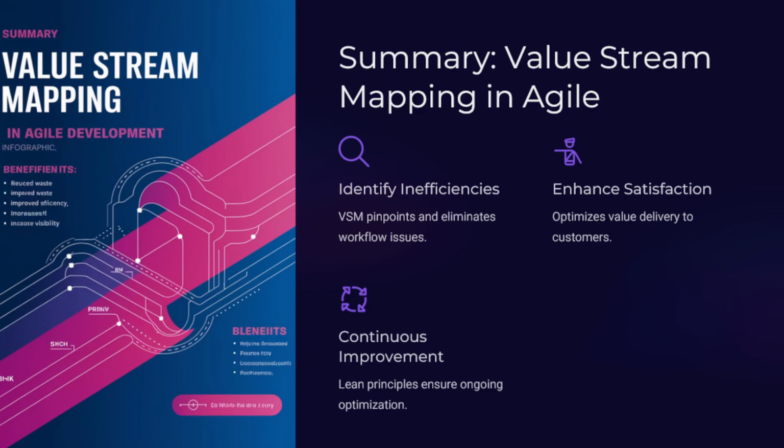To summarize our session on value stream mapping in agile, value stream mapping is an essential practice in agile, providing a structured way to identify inefficiencies and optimize the workflows. By focusing on eliminating waste and enhancing the value delivery, teams can create workflows that not only meet the customer expectations but also align with the organizational goals. Lean principles ensure that this improvement is ongoing, making value stream mapping a key tool for achieving long-term success in agile projects.